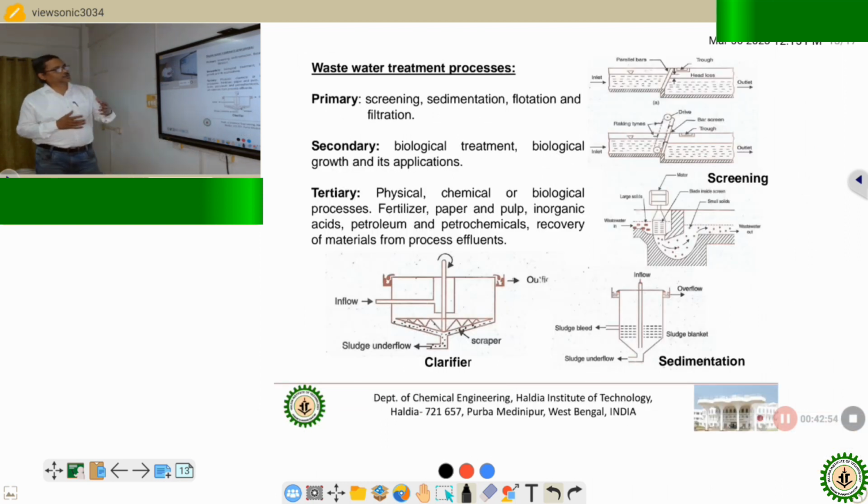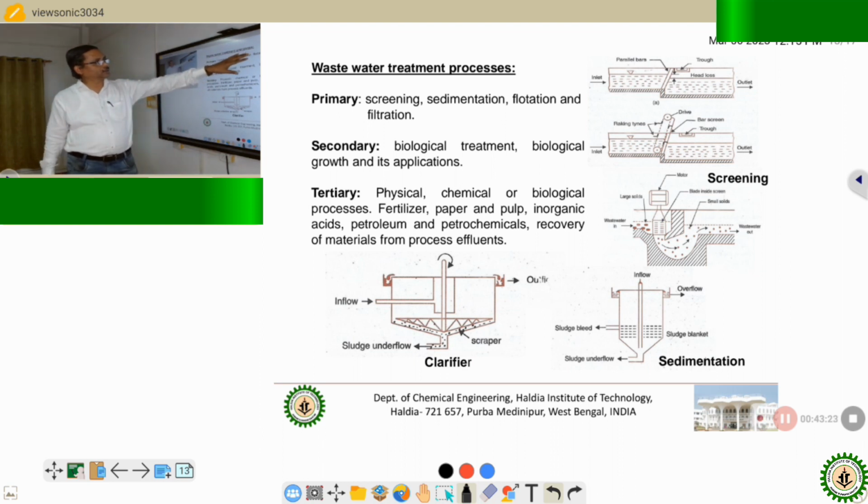Next, how to make proper treatment for the wastewater, so that if we dispose of that water into the environment, it will not cause harm to human bodies or even other animals. There are three methods by which we can go for wastewater treatment. The first one is the primary, which is screening, sedimentation, and filtration.